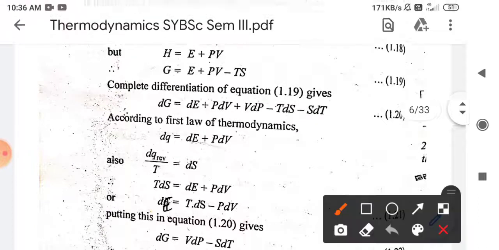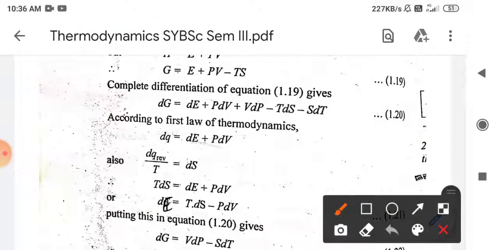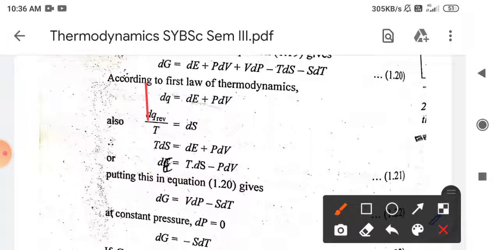Now upon complete differentiation, as we use the UV rule of multiplication, the same differentiation we can use here. So dG is equals to what? dG equals dE plus PdV plus VdP minus TdS minus SdT. Okay, now according to the first law of thermodynamics, heat energy is nothing but the internal energy plus PV type of energy, that is dq equals dE plus PdV.